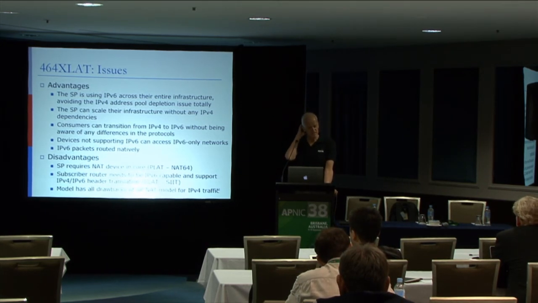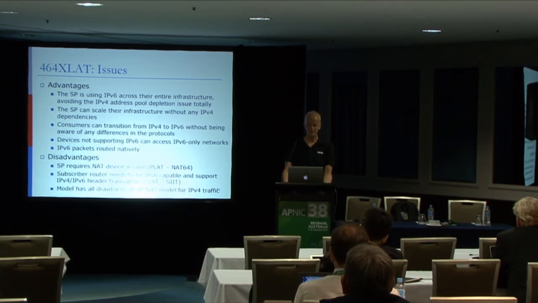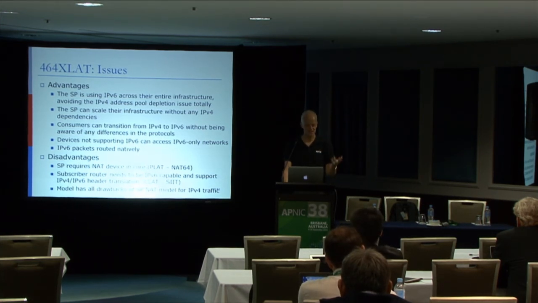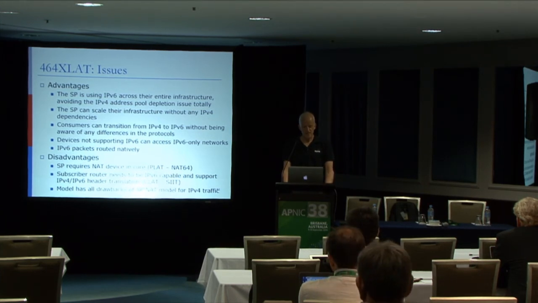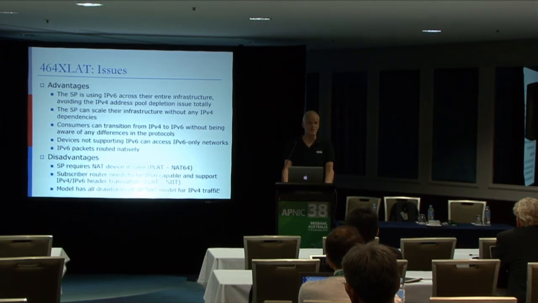Devices not supporting v6 can access v6 only networks as well, and then the v6 packets are routed natively. Disadvantages, of course, you need the PLAT box in the core, but those are fairly readily available. You need the NAT6.4 support, which includes a DNS 6.4 setup, which I'll talk about next. Subscriber router needs to support this stateless IP to IP translation, but again, those are fairly available. Some of the mobile handsets have those. Some don't.